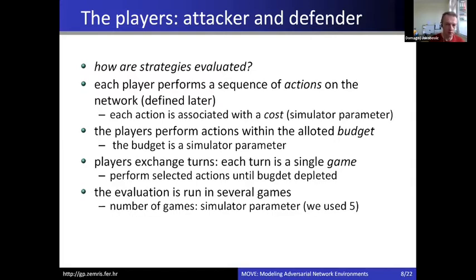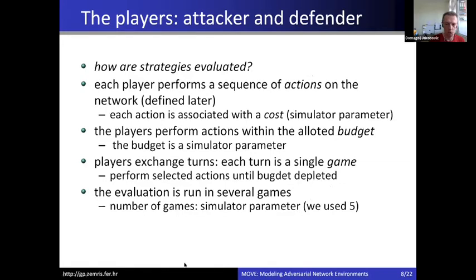And finally, when the budget of a single player is depleted, the other player takes a turn. Players exchange turns, where each turn is called a single game. They perform actions until the budget is depleted, and then the number of games can be repeated. This evaluation is run in several games, and we used 5 in our simulation.